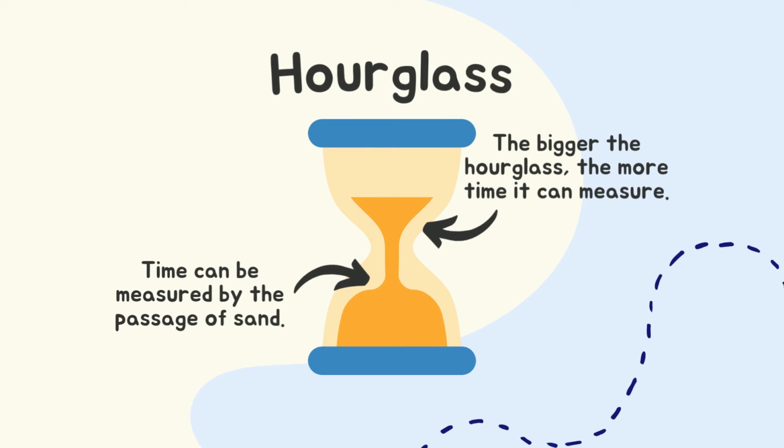As humans progressed, hourglasses became popular. An hourglass is a two-bulb-shaped object that is connected in the middle by a narrow path. The narrow path allows for the passage of the sand. Only one side is filled with sand. Time can be measured when all the sand completely travels from one bulb to the next. The bigger the hourglass, the more time it can measure.